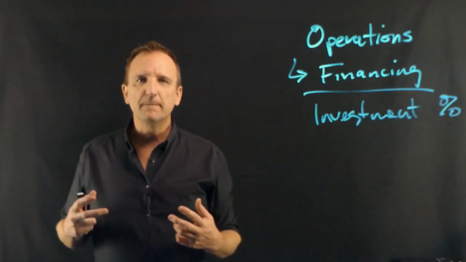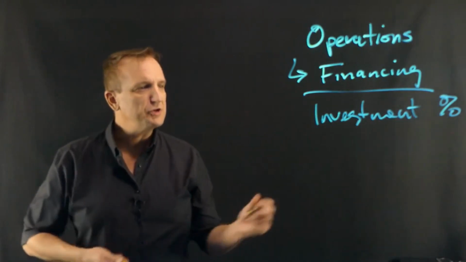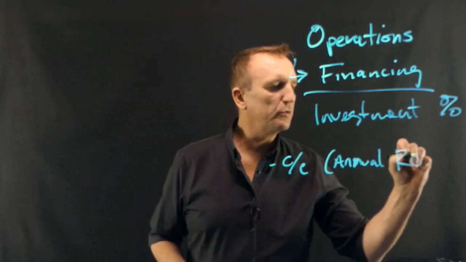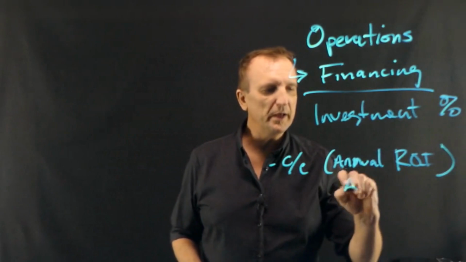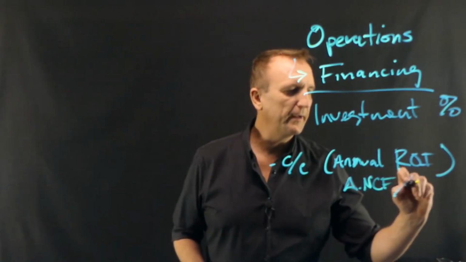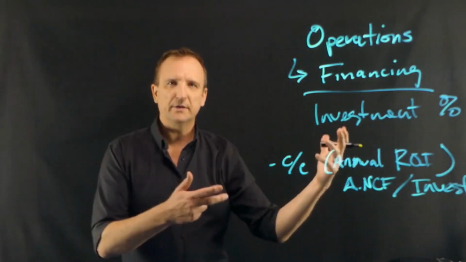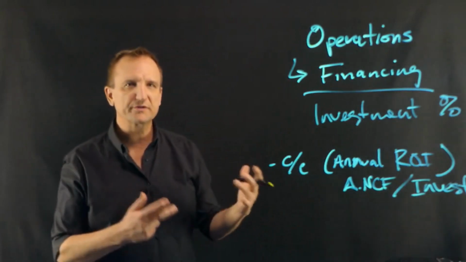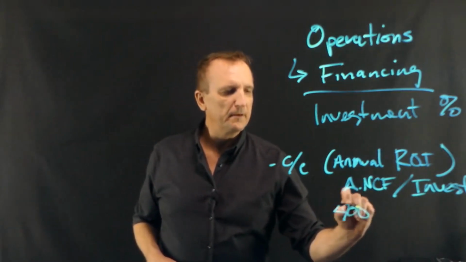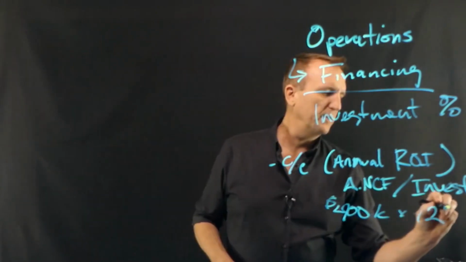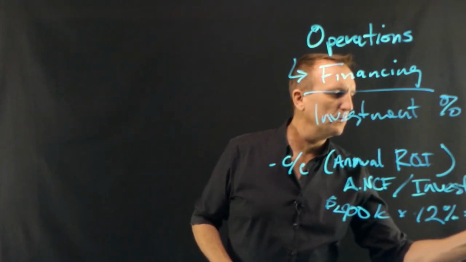Know the difference between your cash-on-cash return and your IRR. Your cash on cash is your annual return on investment. And it just means basically your annual net cash flow divided by your investment. If you paid all cash, and the example that you mentioned in your question was $400,000, and you wanted to make a 12% return, then you would be hoping to get $48,000 of cash flow per year.